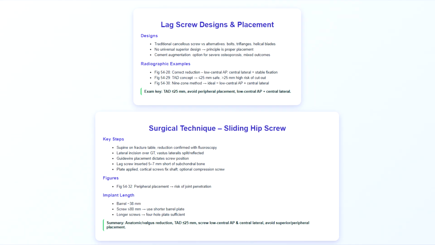Now we move to a very practical and exam-relevant aspect of trochanteric fracture fixation, the design and technical details of the lag screw. The lag screw is essentially a large cancellous screw. Over the years, many alternative designs have been developed, including pins, bolts, tri-flanges, extendable wings, and helical blades. Biomechanical studies often suggest advantages of one design over another, but clinical studies have shown that both the traditional cancellous screw and newer options, such as the helical blade, perform equally well.